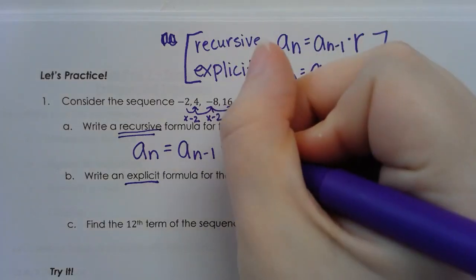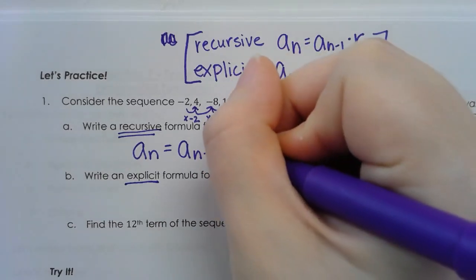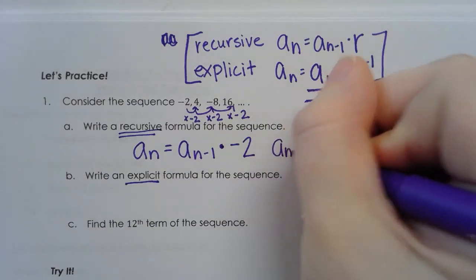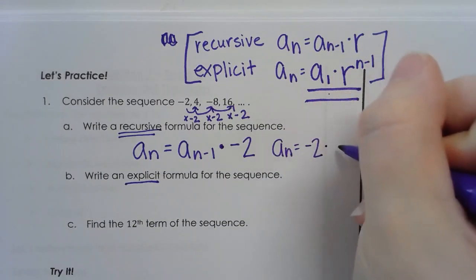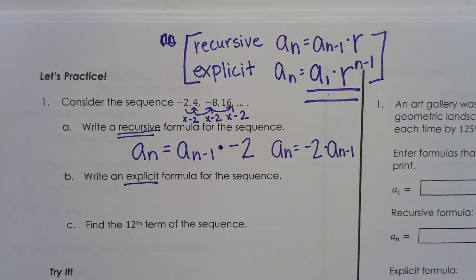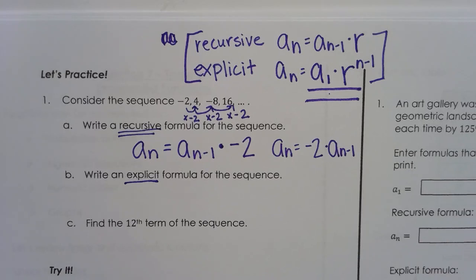You are correct. It is -2. So, times -2. If you wanted to write this as a sub n equals -2 times a to the n minus 1, that is just as accurate. It's actually maybe a little more mathematically correct in the right order with that variable following that coefficient.